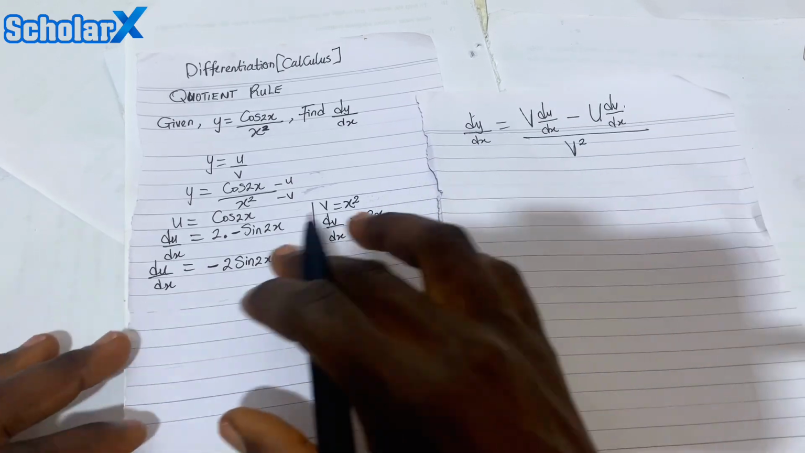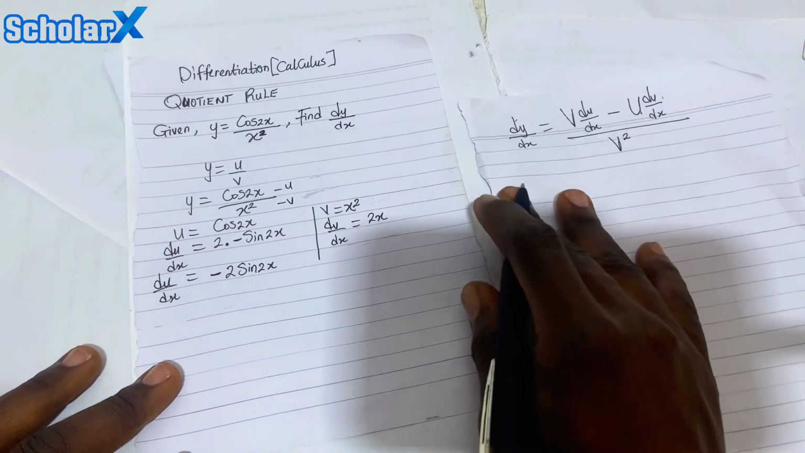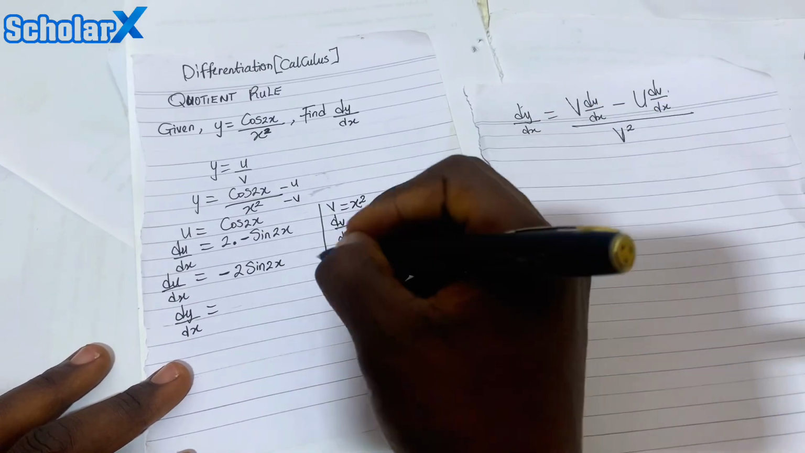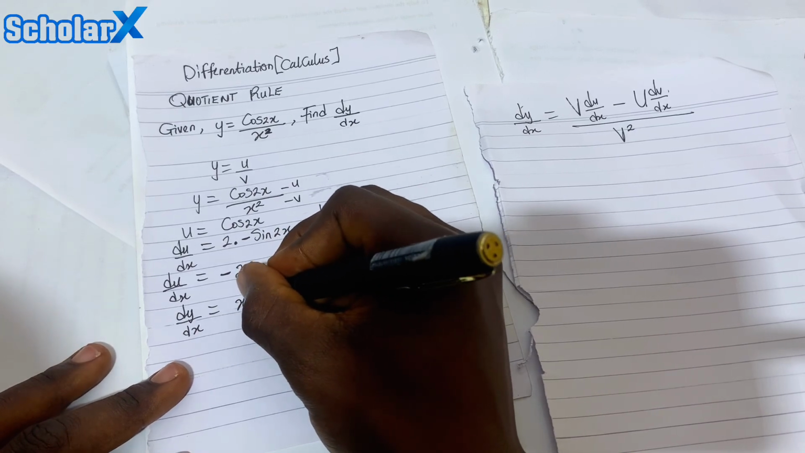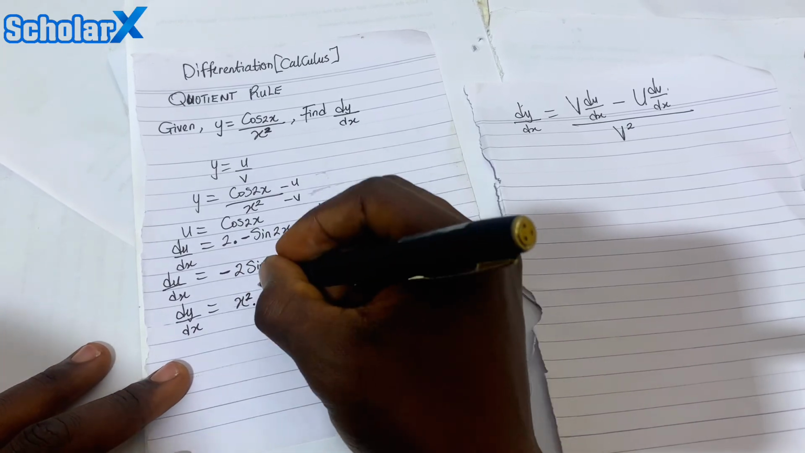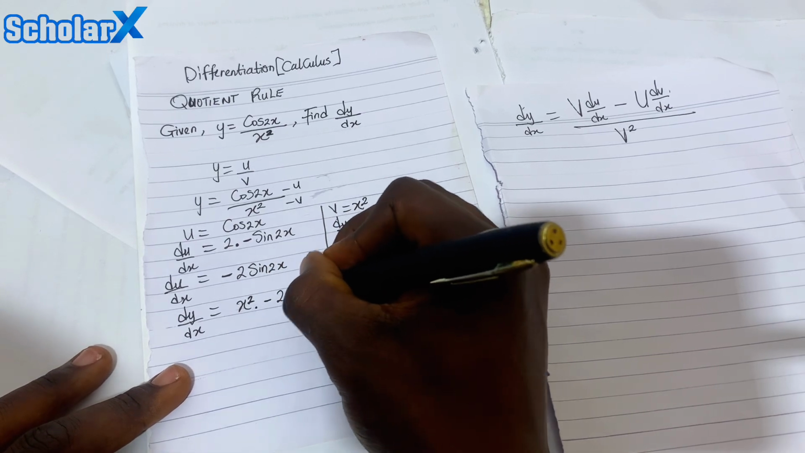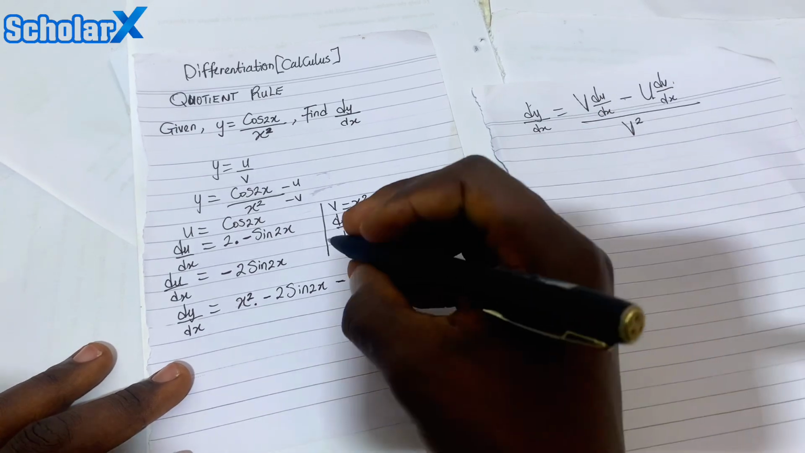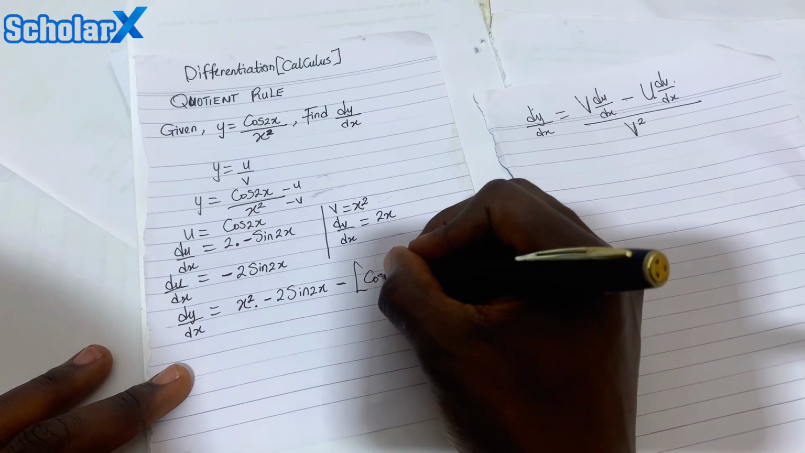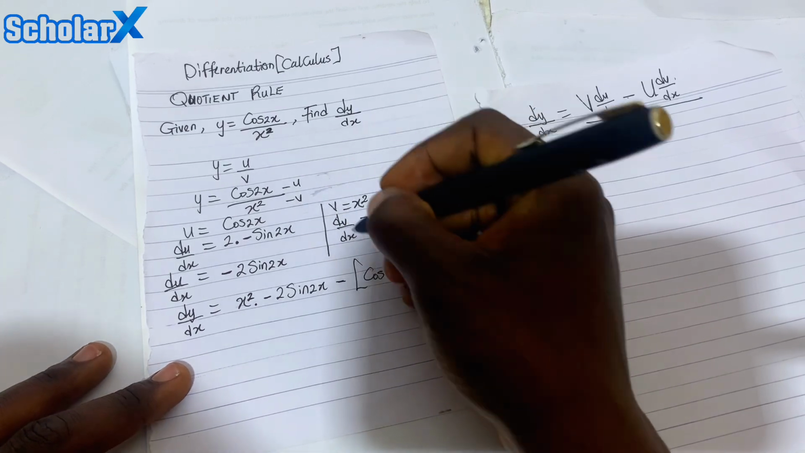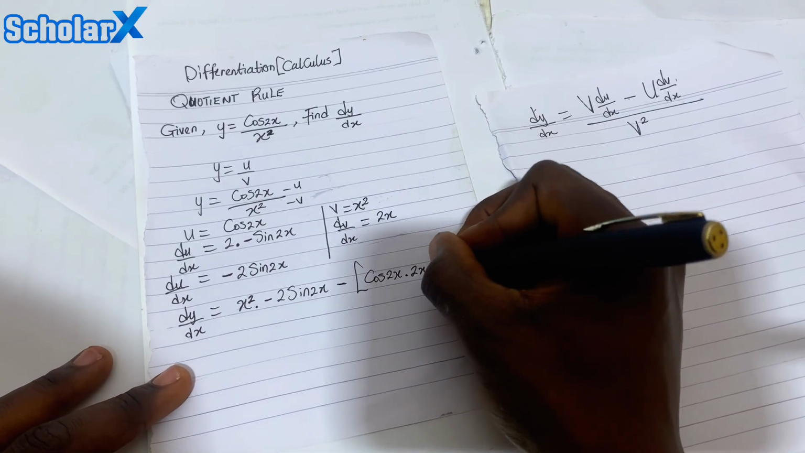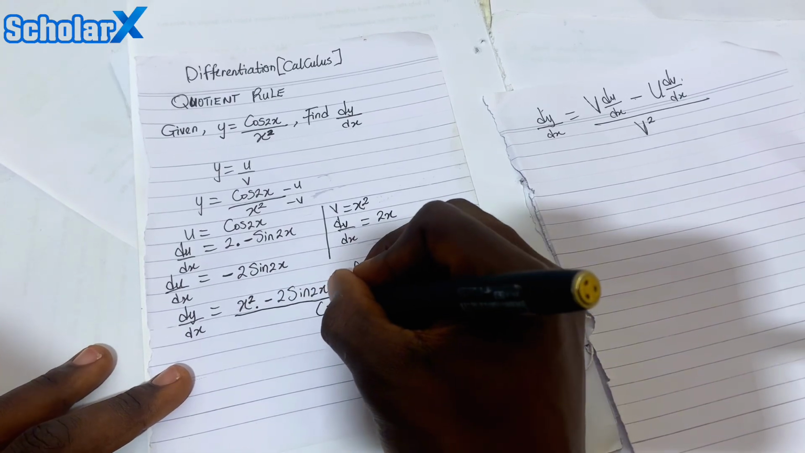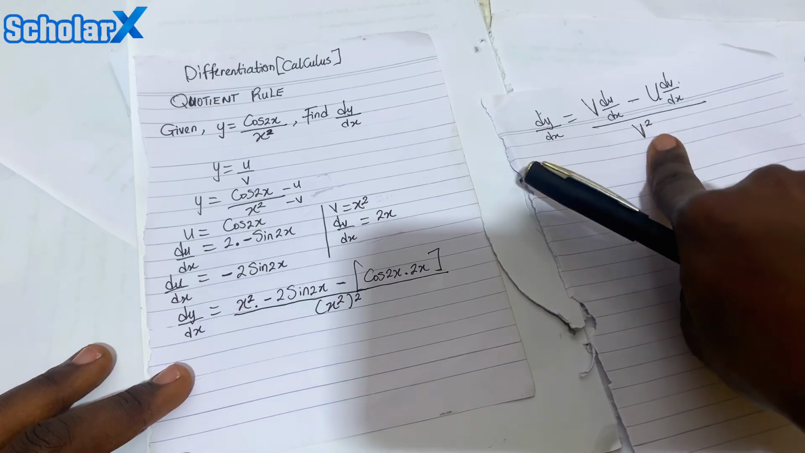So we're going to follow this formula. We're going to put all this into this formula. So it becomes that dy dx is going to be equal to v du dx. What's our v? Our v is x squared multiplied by du dx. Our du dx is minus 2 sine 2x, minus into bracket, that's the minus here, u. What's our u? Our u is cos 2x multiplied by dv dx, which is 2x. All right, all divided by v. And what's our v? X squared, all squared, because this is v squared.